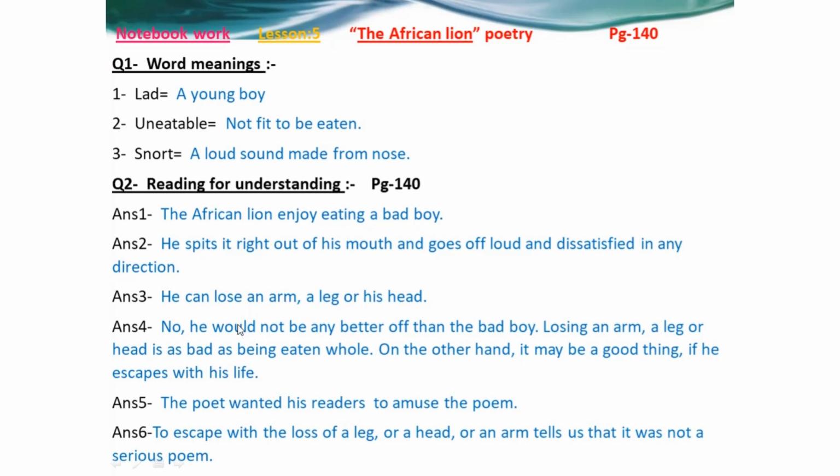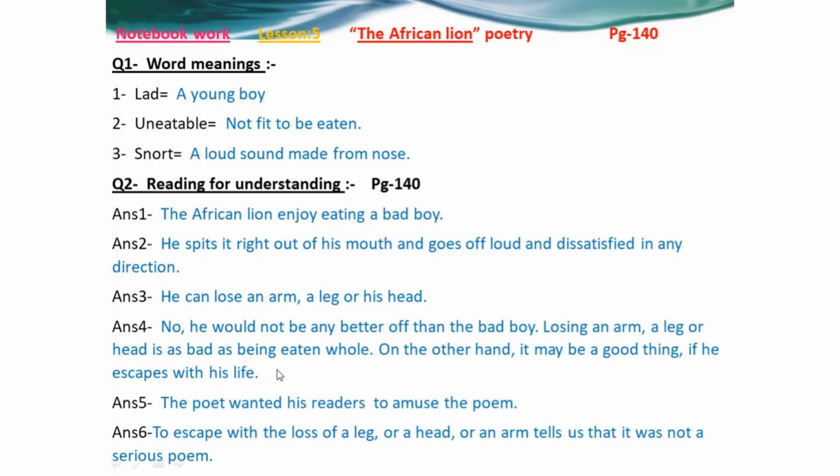Okay, now question number 4. If the good boy sustains this worst injury, will he be any better off than the bad boy? Give your reasons. Now let's come to the answer. No, he would not be any better off than the bad boy. Losing an arm, a leg, or head is as bad as being eaten whole. On the other hand, it may be a good thing if he escapes with his life.